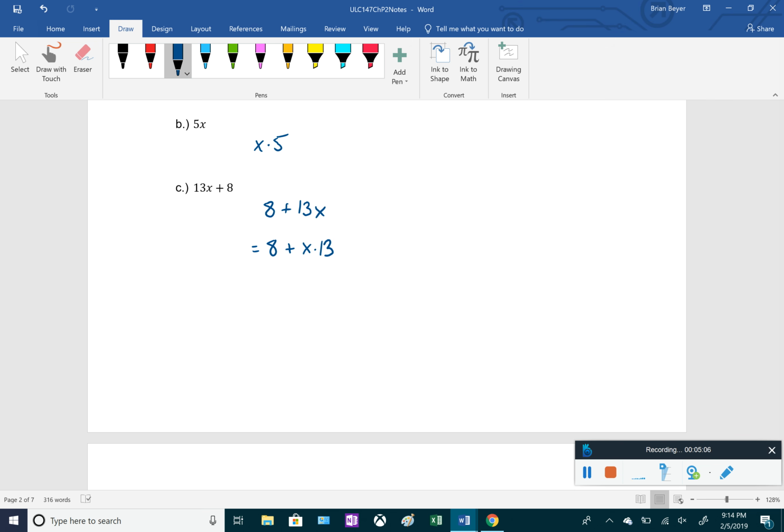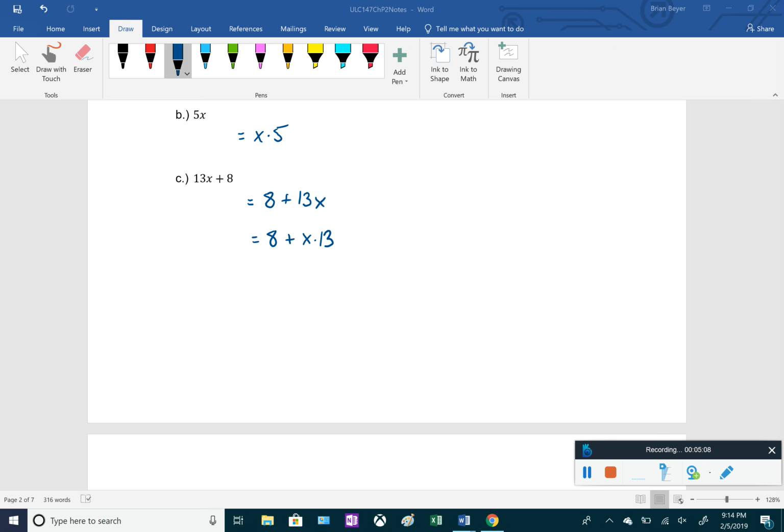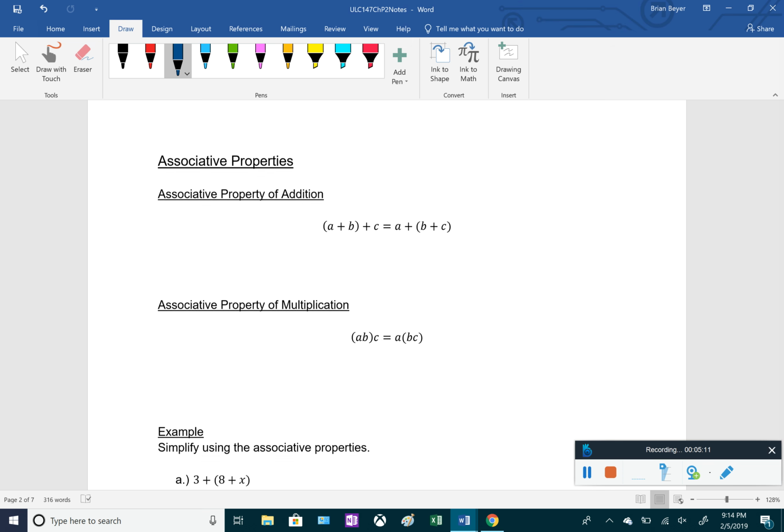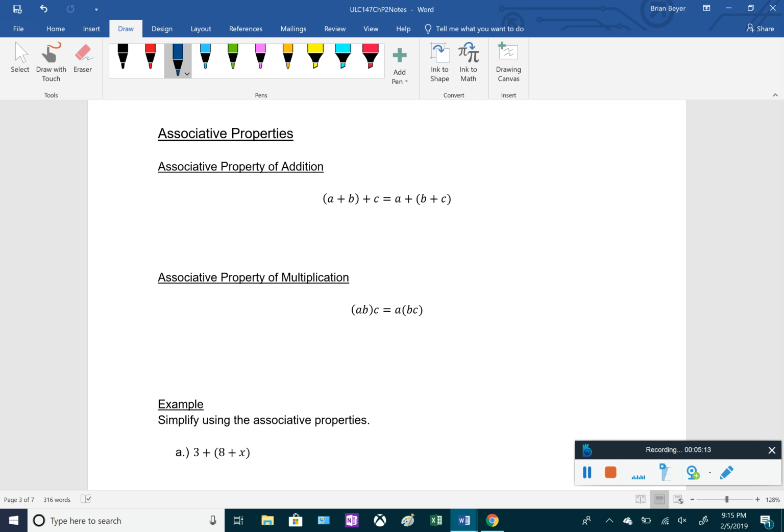Okay, so these all mean the same exact thing. And the next properties, so that's the commutative properties. The next ones are the associative properties. So once again, we have one of addition, one of multiplication. So the associative property of addition looks pretty similar probably to the commutative property.